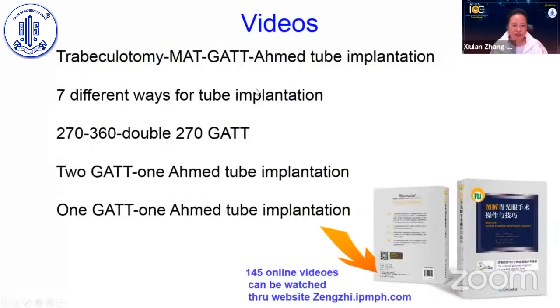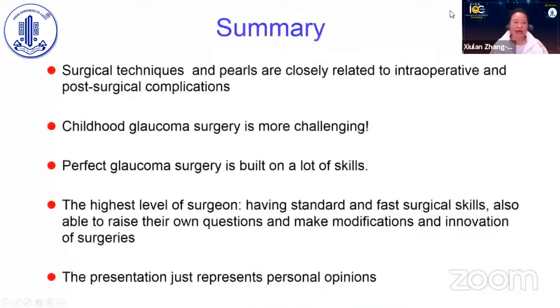For this presentation, I prepared a series of videos according to the time. I think I have 5 minutes, so I will pick 2 GATT and 1 armored tube implantation for you. And all the videos can be watched through my book and the website. So let me summarize. Surgical technique and skills are closely related to intraoperative and post-surgical complications. And pediatric glaucoma surgery is more challenging. Perfect glaucoma surgery is built on a lot of skill, but this presentation just represents personal opinions. So thank you very much.